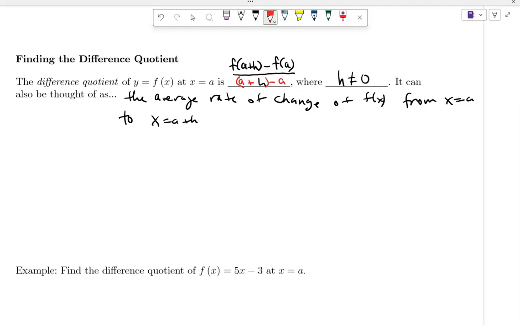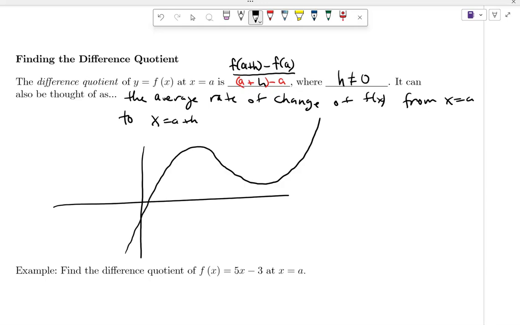Okay. Let's think about what this looks like graphically. All right, so let's say I have some function. I'm just going to draw some random picture here. Nothing special about what I drew, okay? Let's say my a is right here, and then a plus h is over here. I'm taking a, and I'm adding a little bit. Maybe h is negative, and I'm subtracting a little bit. All the h is just representing is I moved a little bit to the right, or I moved a little bit to the left.